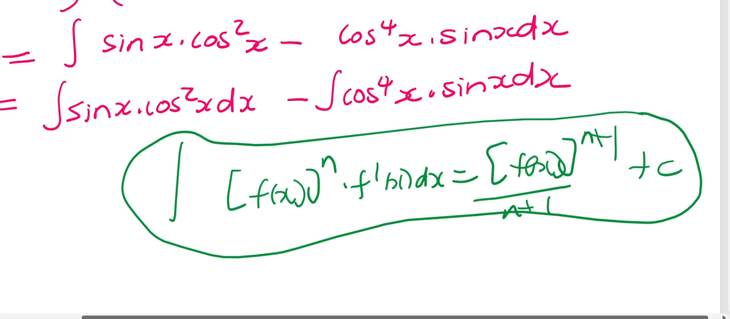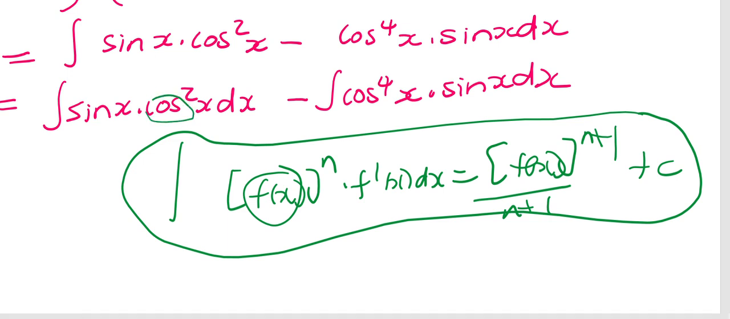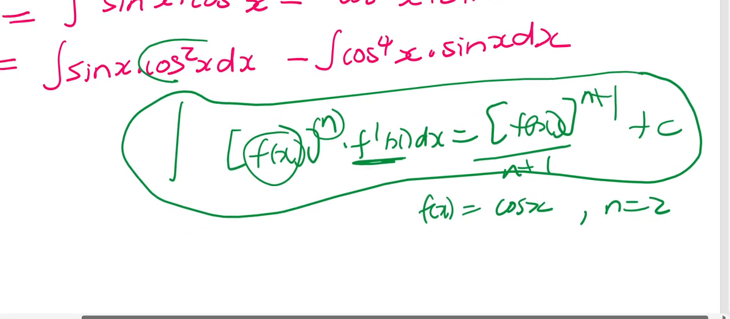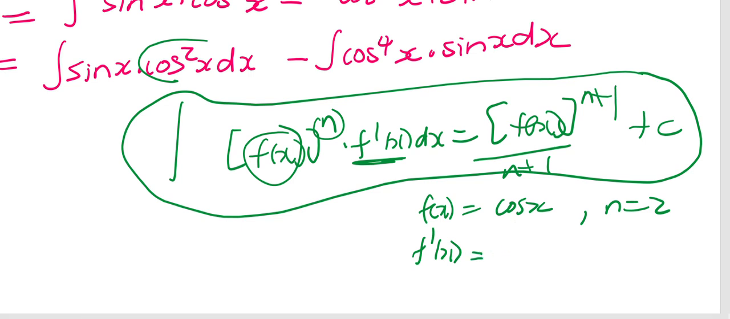So now let's go back to our question. You see here, our f of x here is cos, right? And our n is 2. It means that the derivative, what is the derivative in this case? If f of x is cos of x, and we know that our n is 2, the derivative of f of x is, when you differentiate cos, we actually get minus sine of x, right?